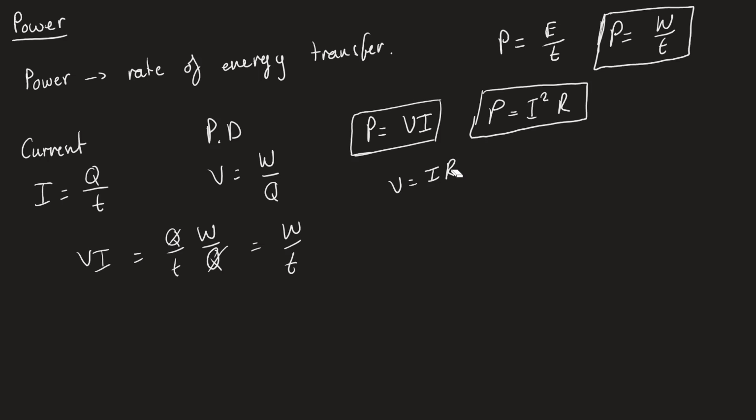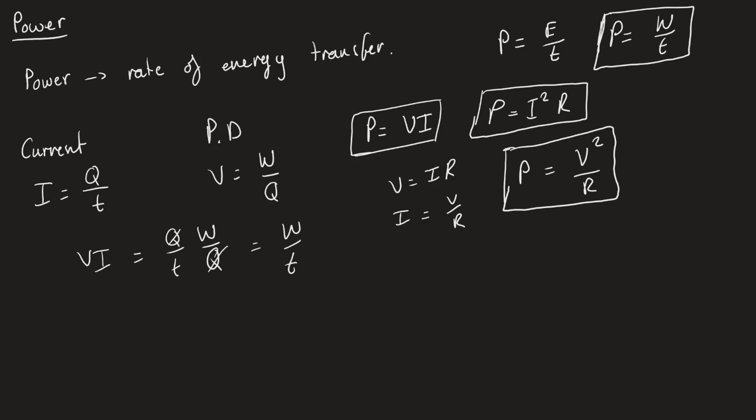And then we could have also said, what if they give you the potential and the resistance, but they don't give you the current? Well, the current we know is V over R, so if I substitute that in, I can get that power is V squared over R, and this is your third equation for the power.